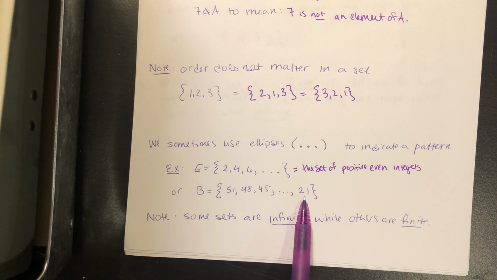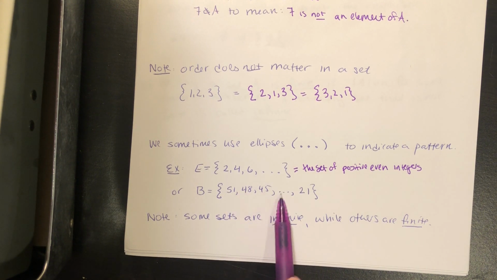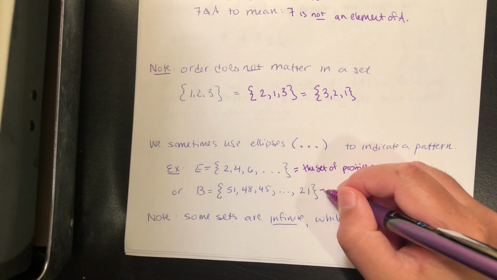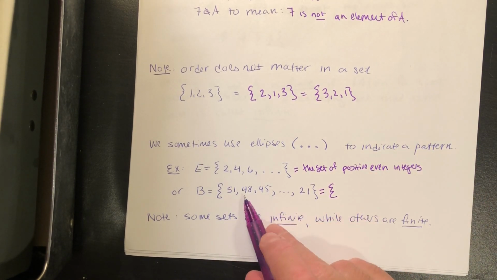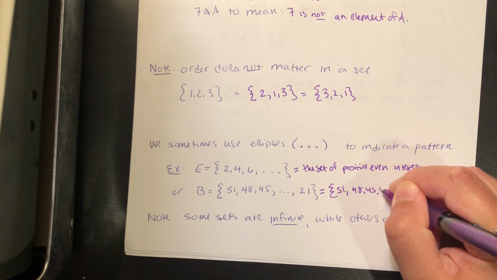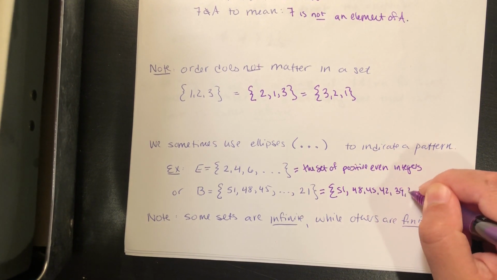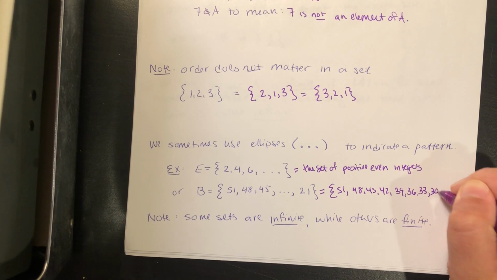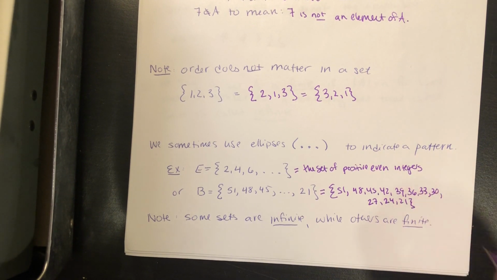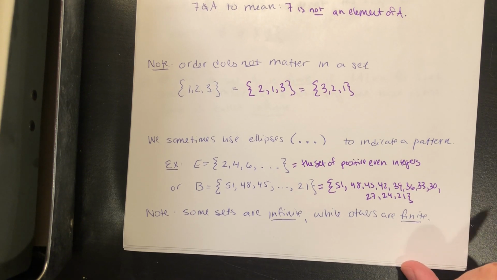I don't know that there's a great way to describe this particular set, but I'm going down by 3 each time, and I land at 21, which is also a multiple of 3. So maybe you could describe this as all the multiples of 3 between 21 and 51. Or you could even, if you wanted to, just list out all the members of the set. So this ... indicates we're going to keep going down by 3 until we hit 21, giving us the set 45, 42, 39, 36, 33, 30, 27, 24, 21. Okay. Right, we see why we use these ellipses, because it can be tedious to list out a very long list of numbers.